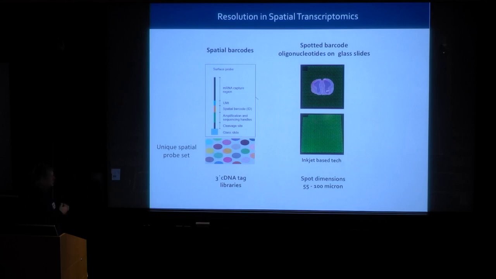And we have been developing these glass surfaces for some time, and the spot dimensions are going down. So we started out with 100 micron spots, the upper image, but now it's gone down to 55 micron. Well, actually 10x is providing 55 micron spots of genetic information.